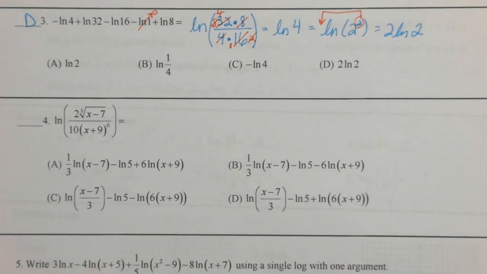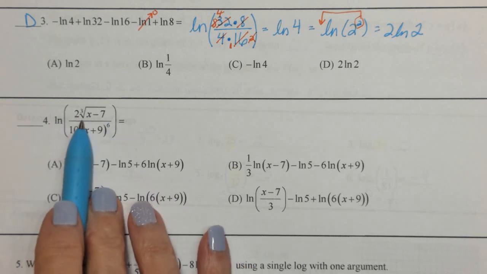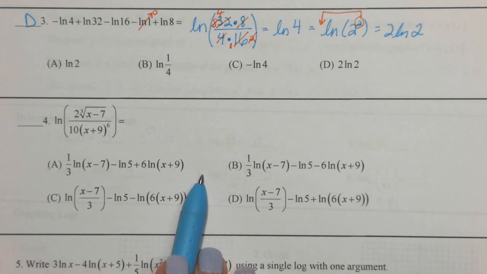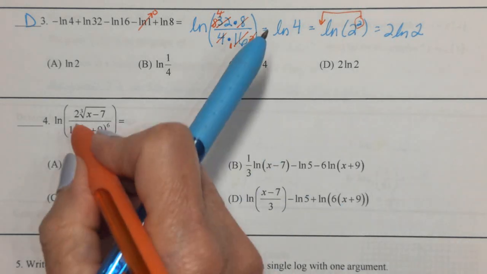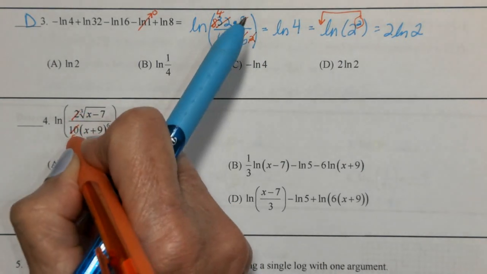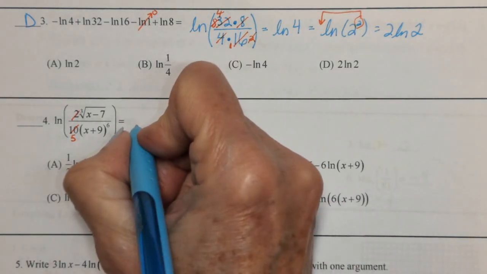Okay. In number 4, we start with a single log, and they write it all expanded. So let's write it in expanded form. Well, the first thing I'm going to do before I do that, I see 2 over 10, and I am not going to write it as 2 over 10. I'm going to reduce that and make it a 5. Okay? So let's expand this.